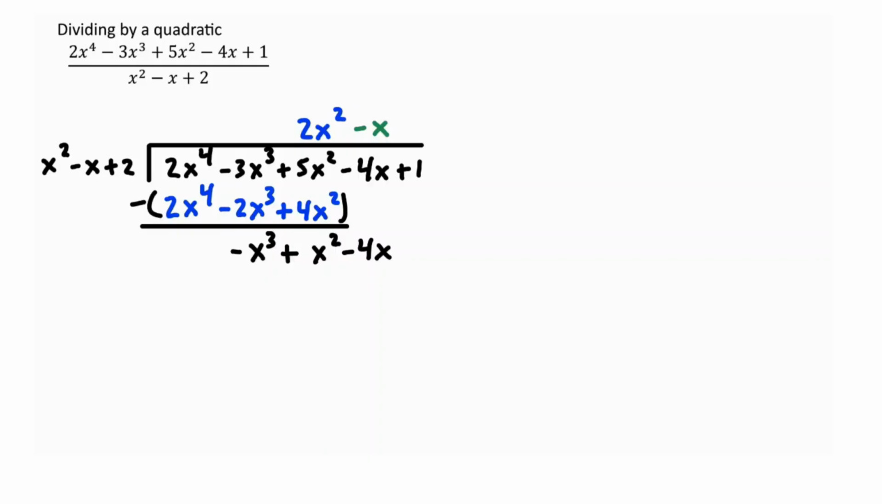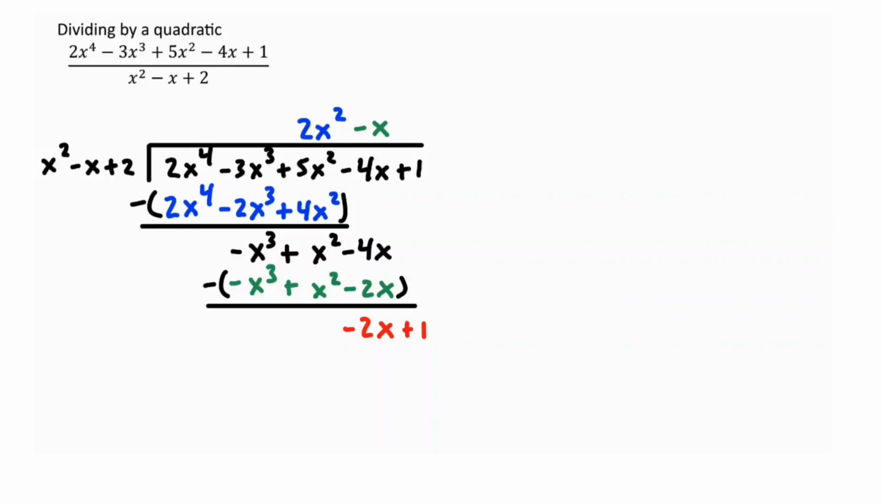Multiply negative x by x squared minus x plus 2. You get negative x cubed plus x squared minus 2x. Subtract that off. Don't forget the parentheses. Simplify this. We get negative 2x. Then we'll bring down the 1.